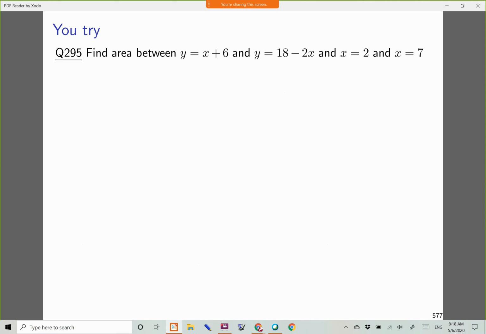We got here: y equals x plus 6, y equals 18 minus 2x, x equals 2, x equals 7.